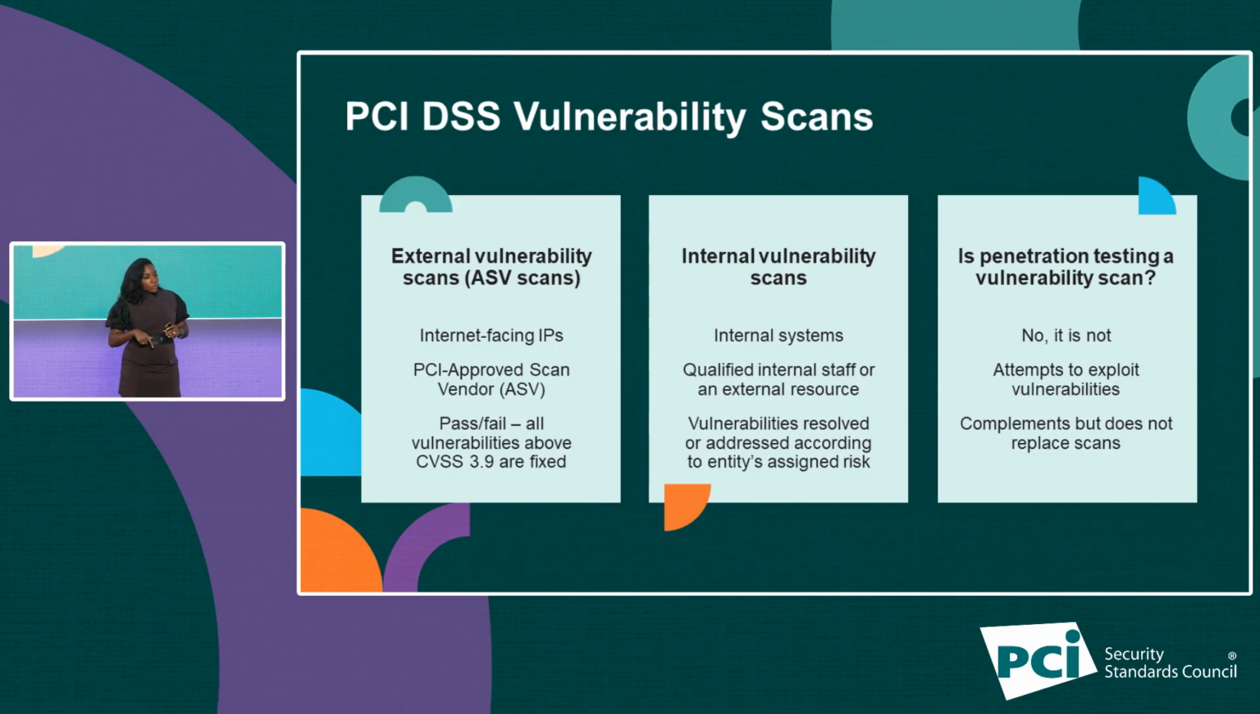PCI DSS includes requirements for external ASV scans, which are scans of internet-facing IPs that are performed once every 3 months, and they're a pass or a fail performed by an approved scanning vendor. PCI DSS also has requirements for internal vulnerability scans, and your organization runs those once every 3 months. And whether internal vulnerabilities are resolved or addressed is defined by your risk-based process.